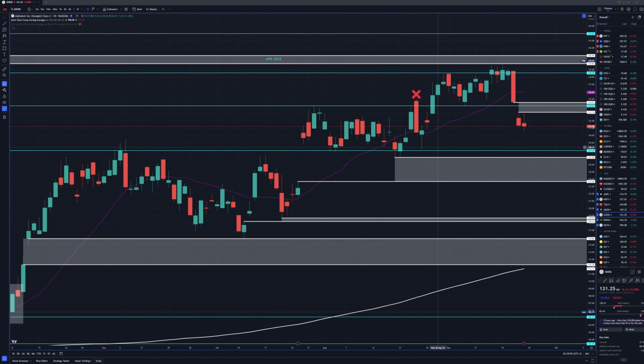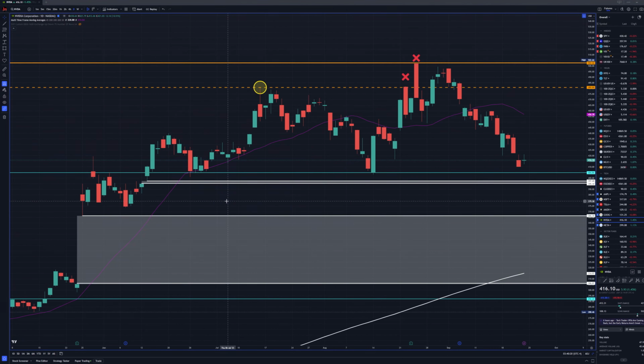Google. Also big red candles, rejection, leaving a gap down behind, and we are right below. Next target to the downside, 128, and we have a big gap here on earnings. So more downside.